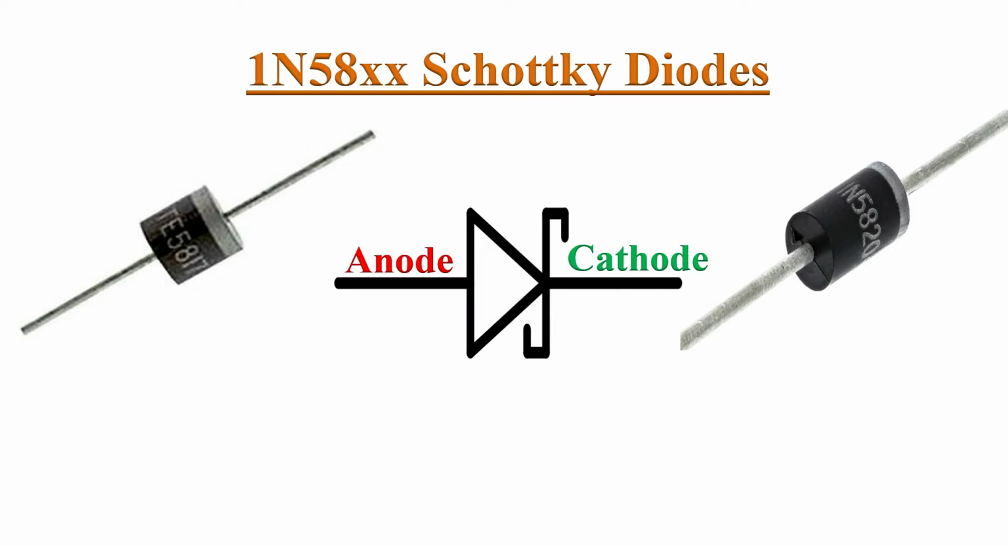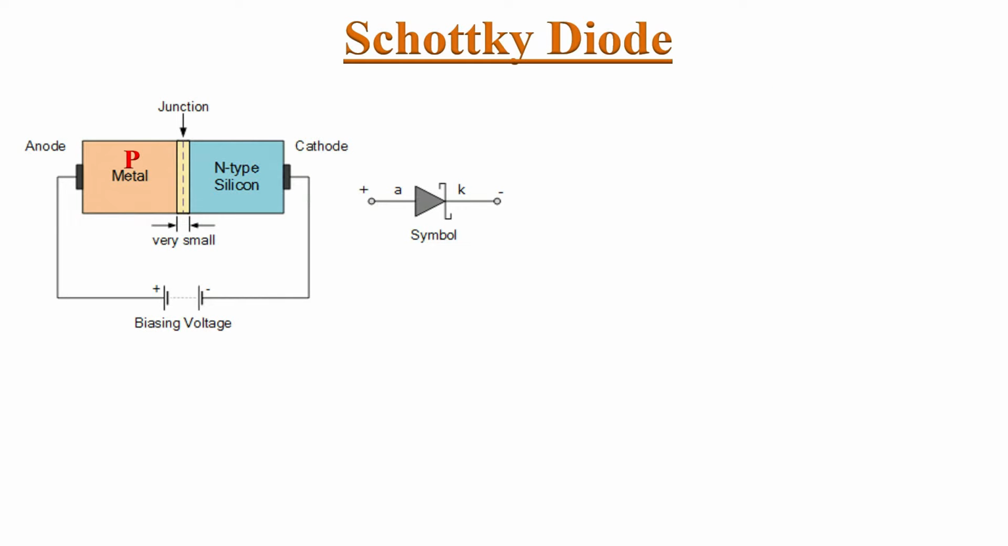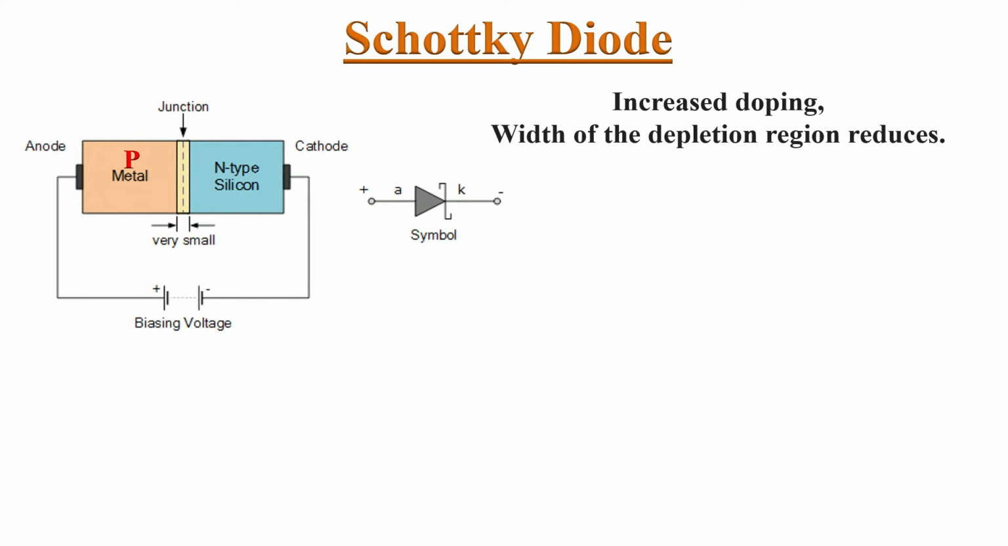Now we will discuss the Schottky diode and its coding scheme. What is a Schottky diode? The Schottky diode is a semiconductor diode formed by the junction of a metal with a semiconductor. Because metal has a higher number of charge carriers, this creates an increase in doping. So the width of the depletion region becomes very small. Hence, very small forward voltage is required to break this junction.